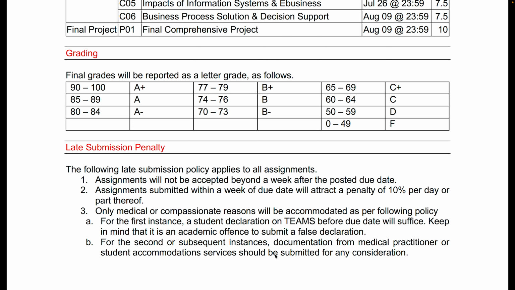So it is extremely important that you follow the schedule. Only medical and compassionate reasons will be accommodated. Anything else you would need to provision for or make sufficient allocation of time to do the assignments in time. So this is about our course plan and the assessment.